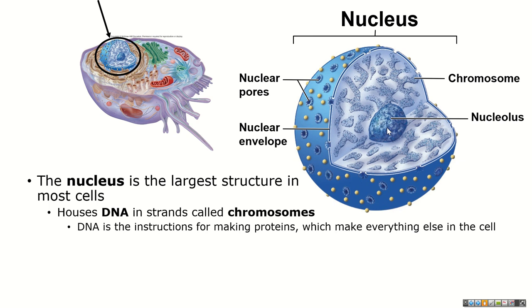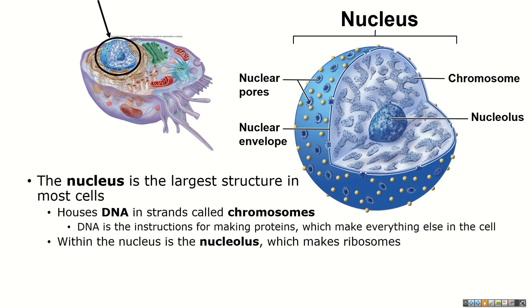There are a few oddballs where it's not, but it's usually the thing that is largest, and it's almost always visible in cells that have a nucleus. The DNA is in strands. Remember, we call those chromosomes, and the DNA carries the instructions for making proteins, and those proteins are going to be able to make everything else the cell needs. So DNA are the master copy of the instructions for making everything in the cell and doing everything that the cell needs to do.